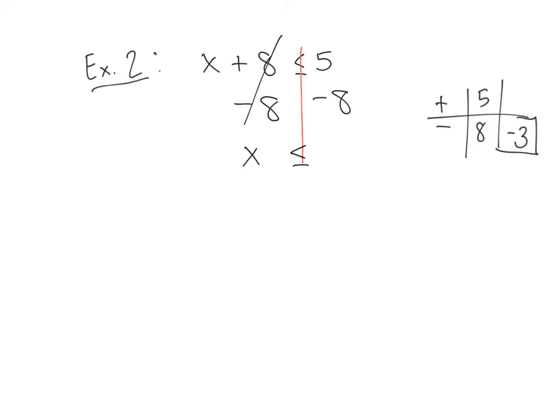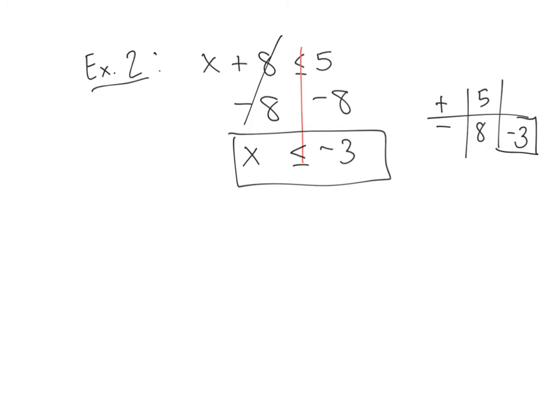So I've got a plus minus chart there for you now on the right hand side. 5 positives and 8 negatives. I have more negatives, and there's 3 more negatives than positives, so it would be a -3. So my answer that I'd be left with would be x less than or equal to -3.